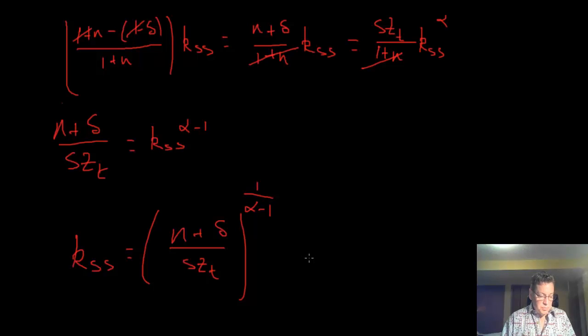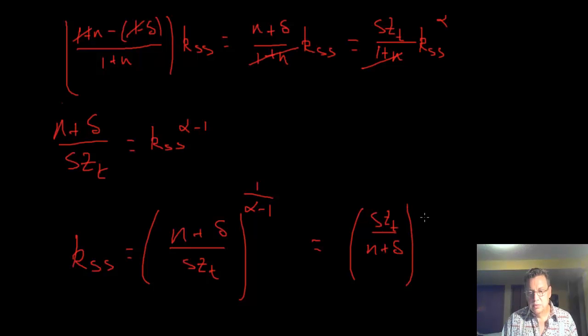But we can rewrite that as s z_t over n plus delta raised to the 1 over 1 minus alpha. Remember that alpha is between 0 and 1.